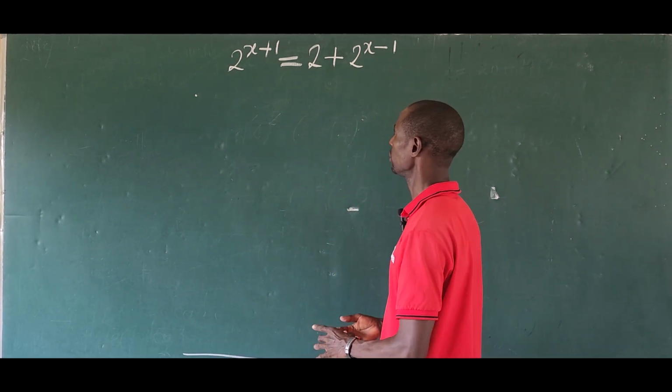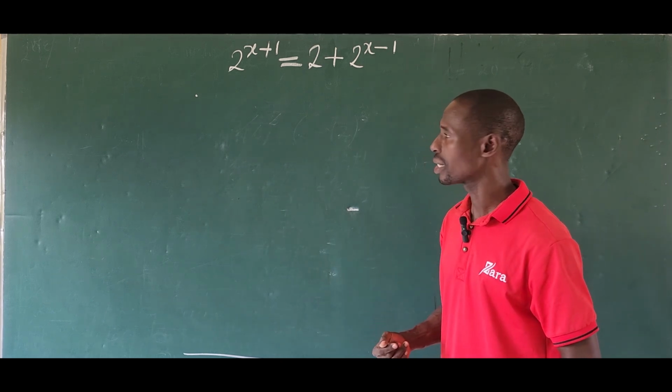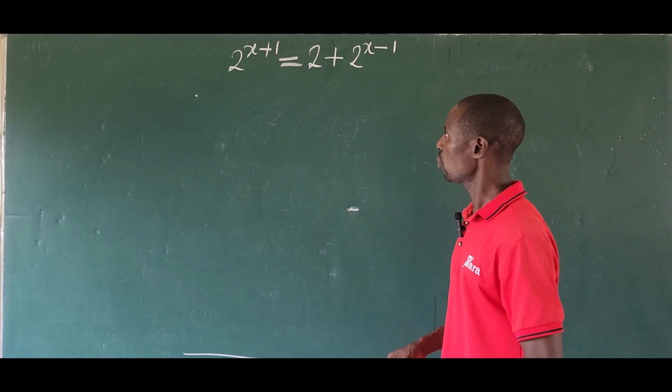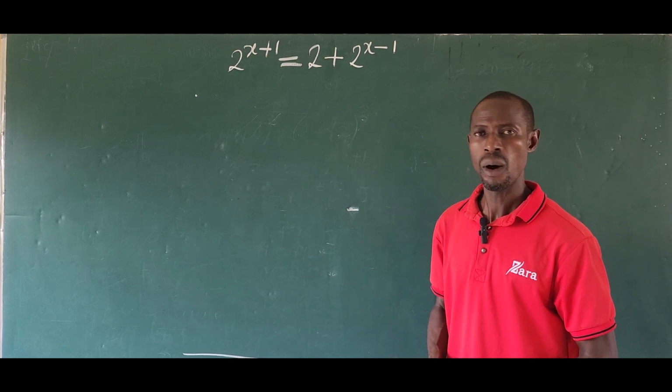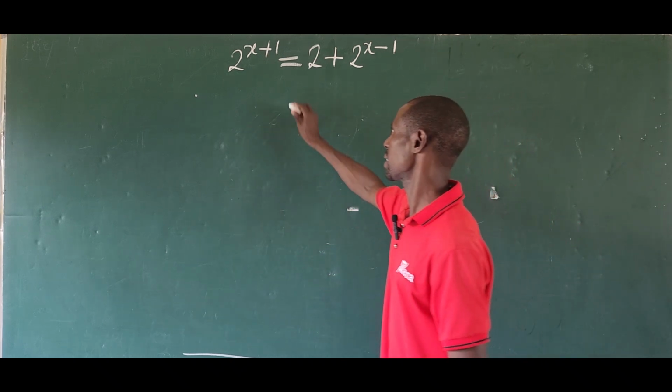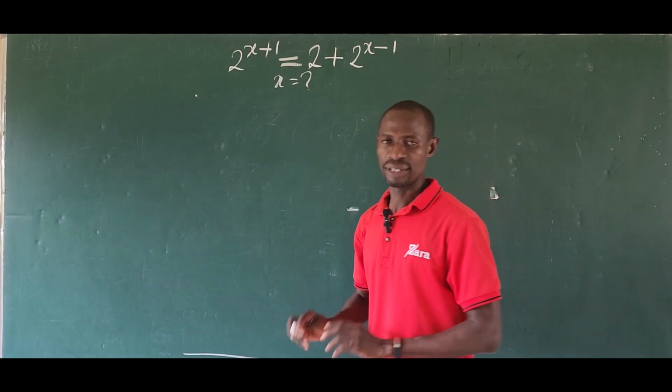It's a simple one, okay, simple exponential challenge. The question is 2 to the power of x plus 1 equal to 2 plus 2 to the power of x minus 1. What is the value of x? Here we are asked to look for the value of x. And I've solved this challenge.